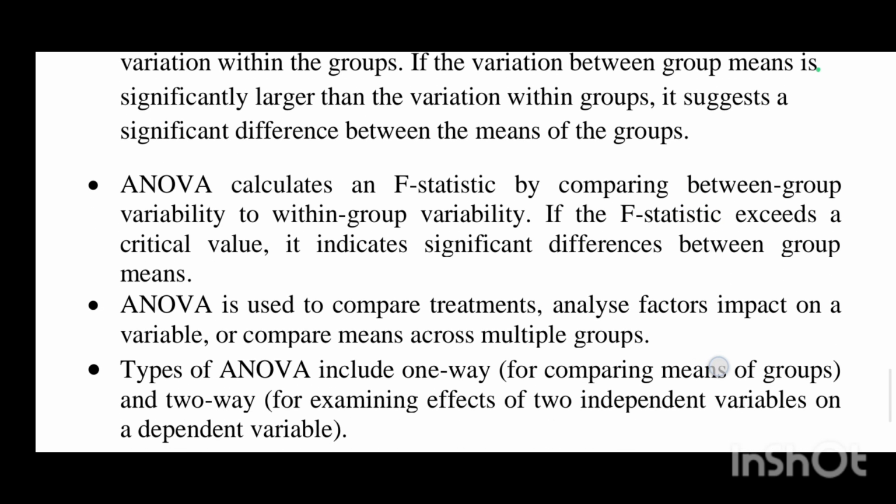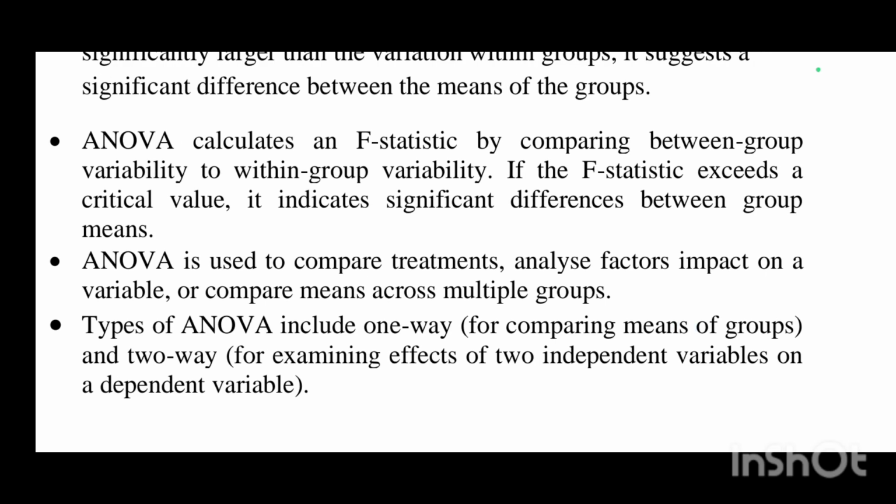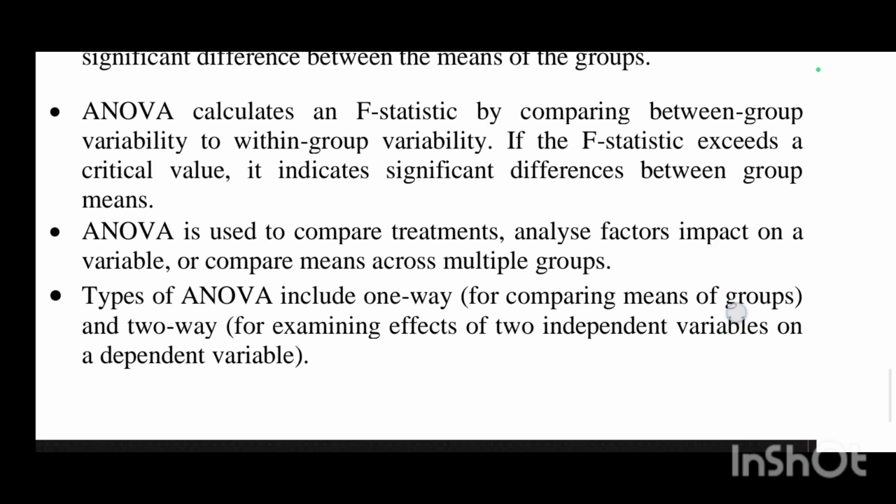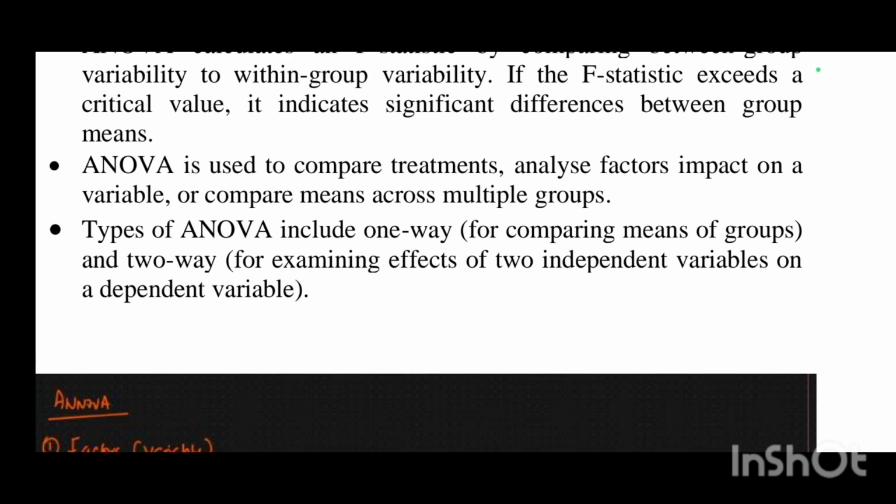So ANOVA calculates an F statistic by comparing between-group variability with within-group variability. If the F statistic exceeds a critical value, it indicates a significant difference between group means. ANOVA is used to compare the treatments, analyze factors' impact on a variable, or compare means across multiple groups.